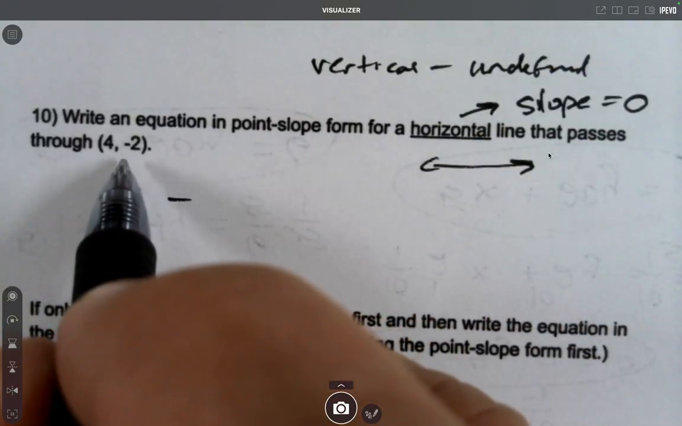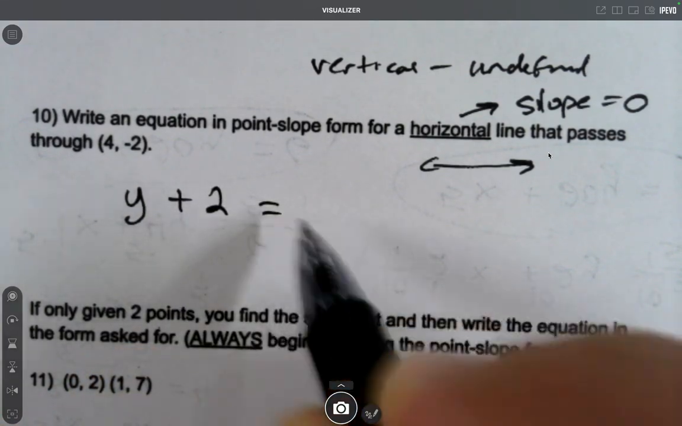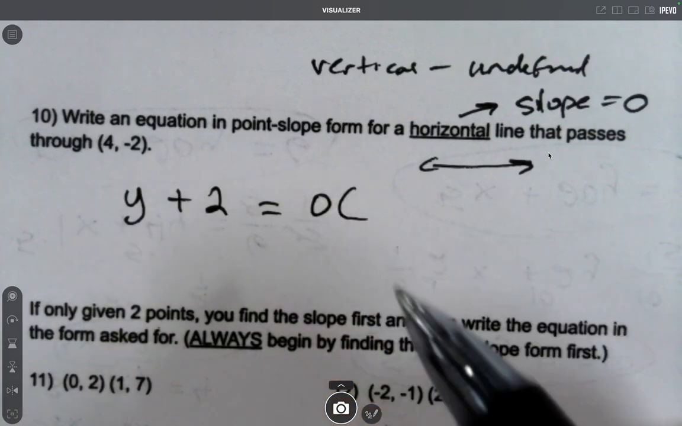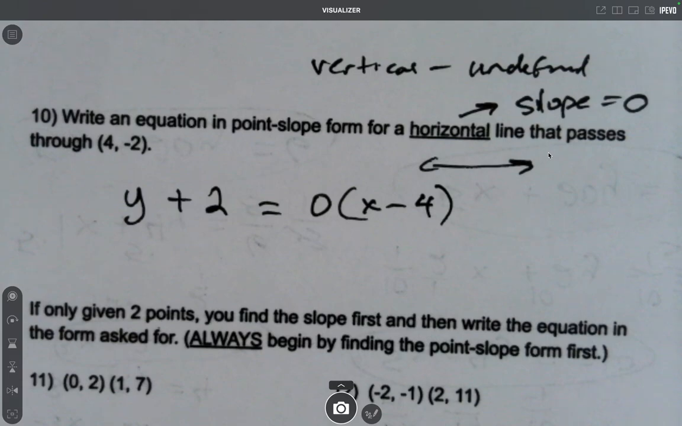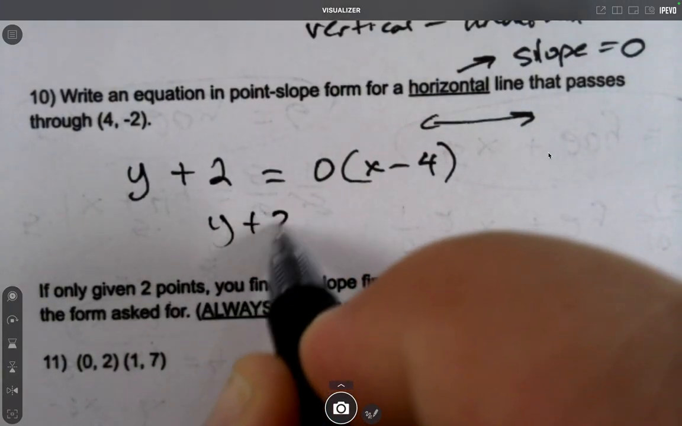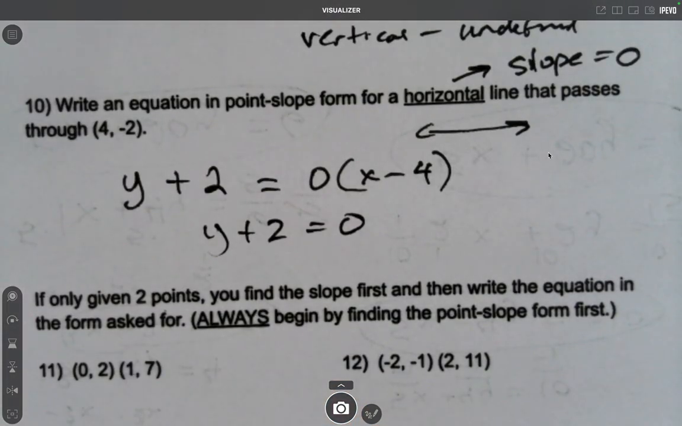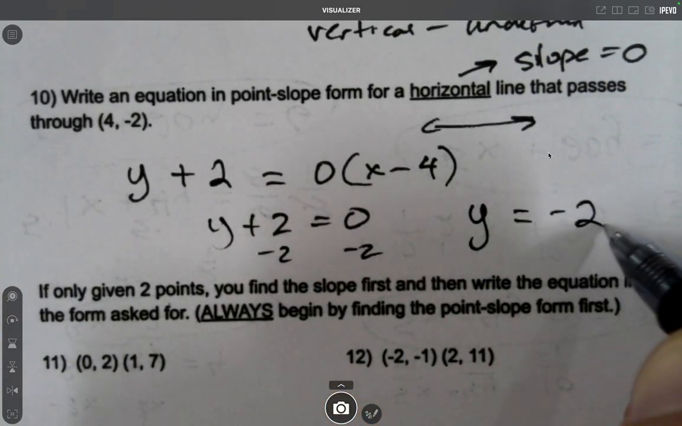because a horizontal line has a slope of 0 because it's flat. So we'd say y minus the y value, which is negative 2, minus negative 2 turns to plus 2. Our slope is 0. We do x minus our x value, which is 4. Now this is technically in point slope form, but in my opinion, leaving it this way doesn't make a lot of sense, because 0 times anything is 0. So this would come down to y plus 2 equals 0. Or if you subtracted the 2 to the other side, it'd be of the form y equals negative 2.